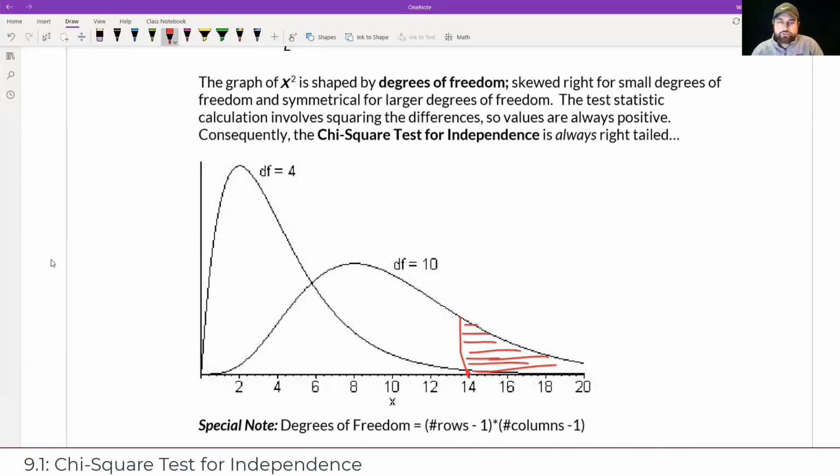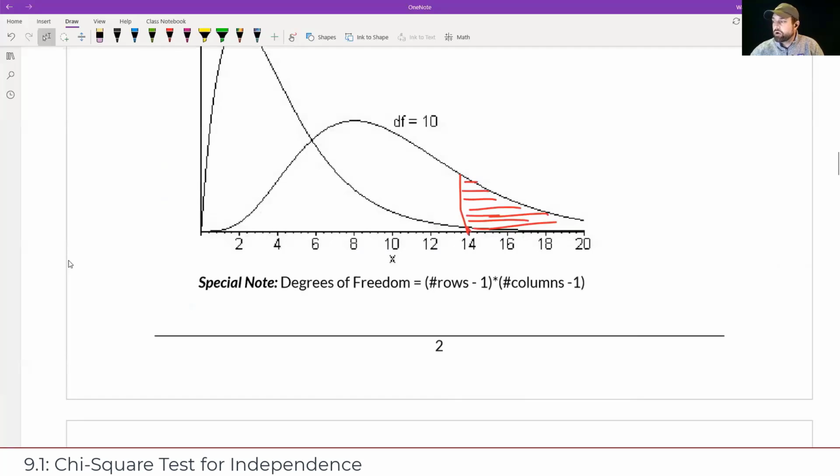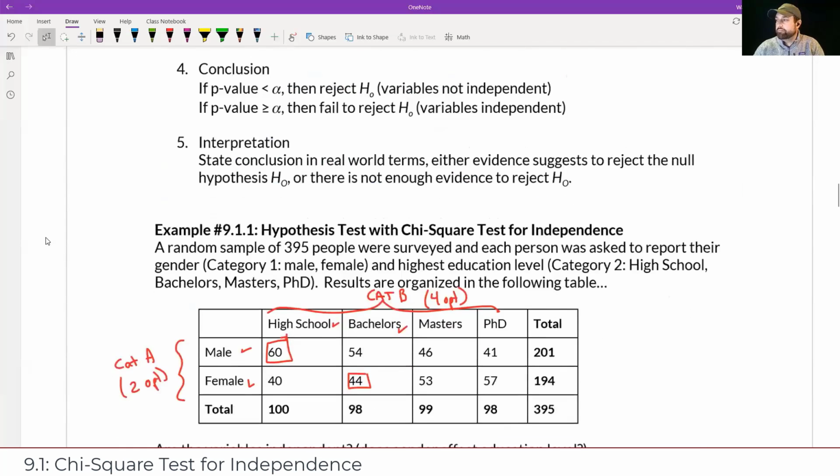Since degrees of freedom are so important, how do you calculate them? You take the number of rows minus 1, times the number of columns minus 1. Remember, your data set is not going to be a simple 2 or 3 row or column situation. You're going to have lots of rows and lots of columns with lots of data in them. So you take the number of rows minus 1, times the number of columns minus 1, and that is your degrees of freedom. Okay?